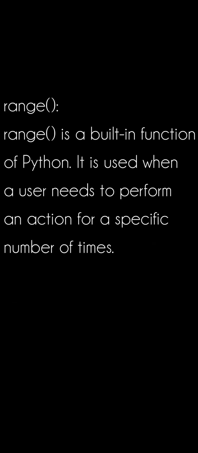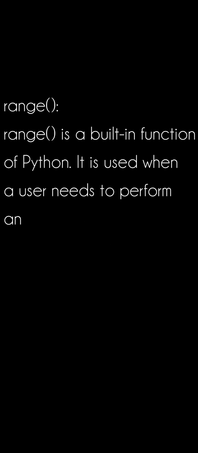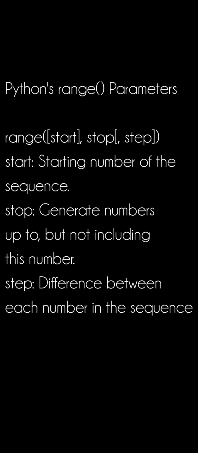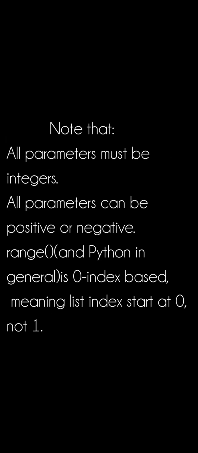Range. Range is a built-in function of Python. It is used when a user needs to perform an action for a specific number of times. Python's range parameters: range, start, stop, step. Start, starting number of the sequence. Stop, generate numbers up to, but not including this number. Step, difference between each number in the sequence. Please note that all parameters must be integers. All parameters can be positive or negative.